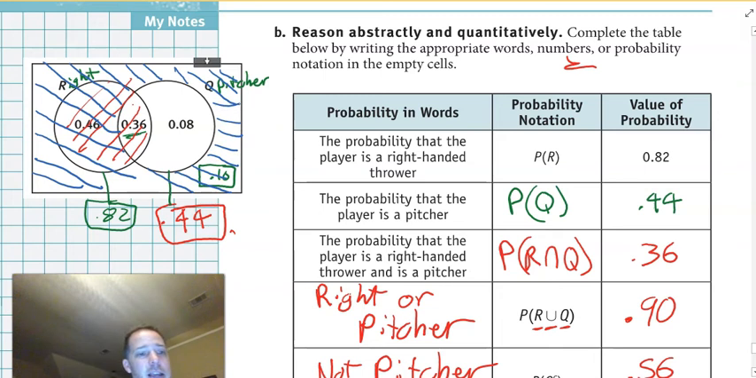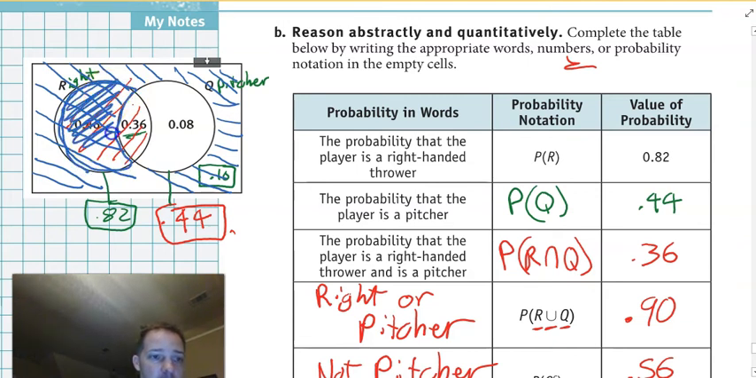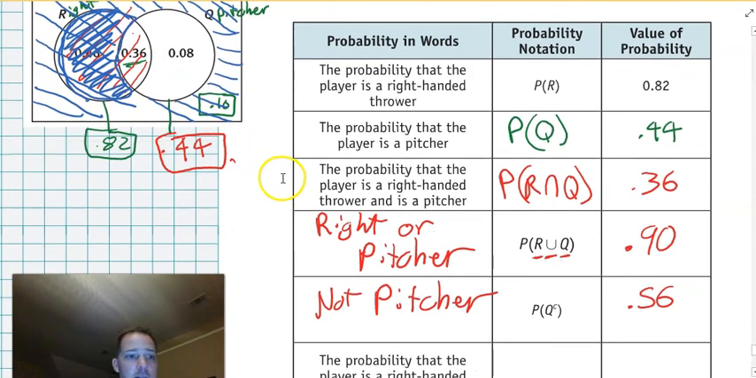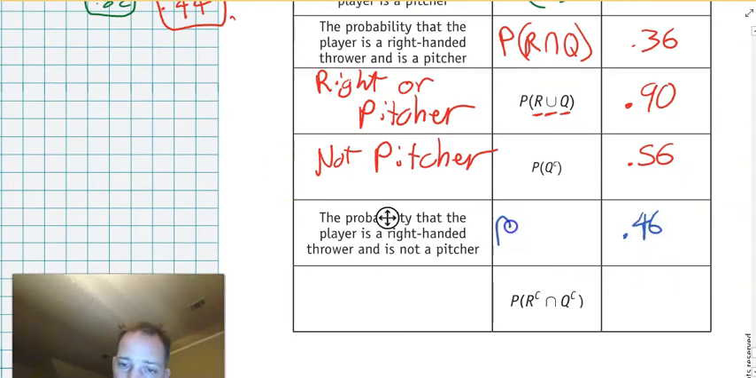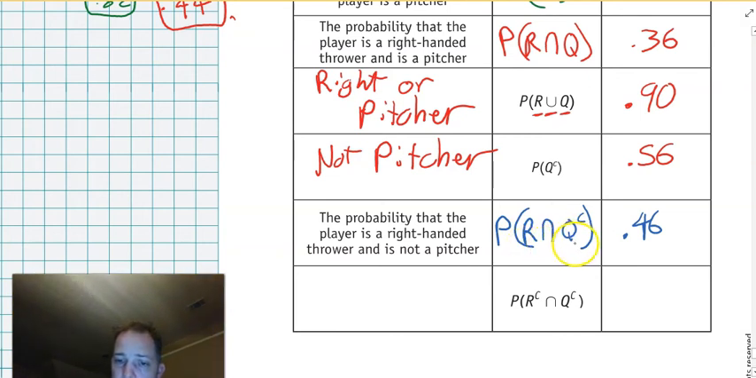and I see that the intersection for and, it needs to be an intersection, is only this right here. So all of this right here, that 0.46, would be that they're right-handed and not a pitcher. So that's just 0.46. So the probability they are right-handed and not a pitcher. All right, so there's your right-handed, there's your and, Q complement means not a pitcher.